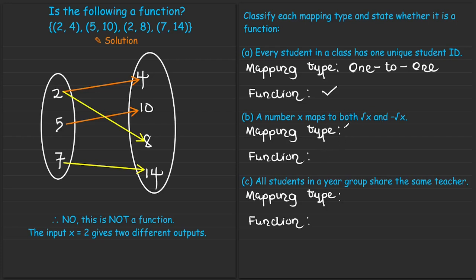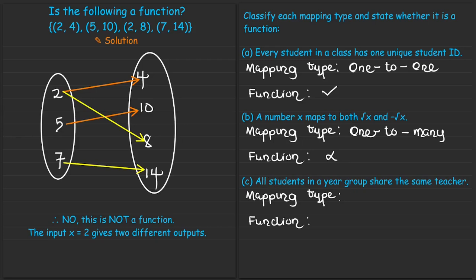So we have just one. That is one element mapping to how many? 2 elements. That is many. So 1 to many mapping. And that is not a function. A 1 to many mapping is not a function.